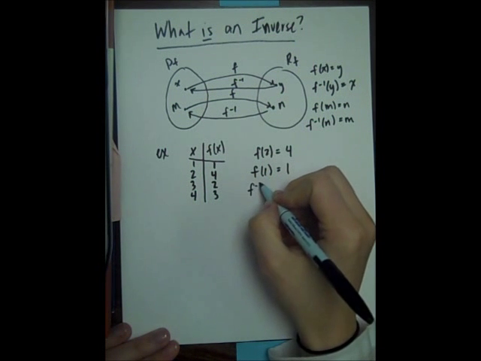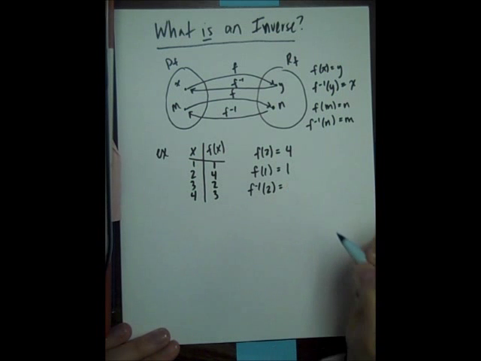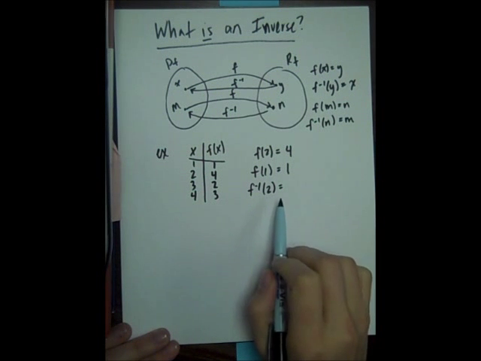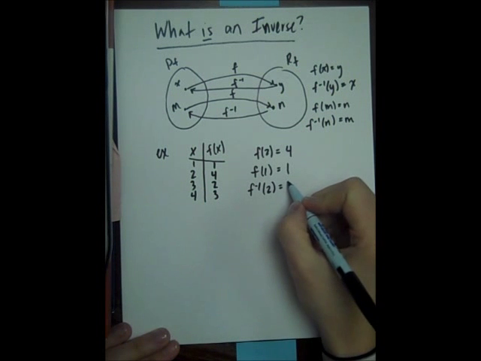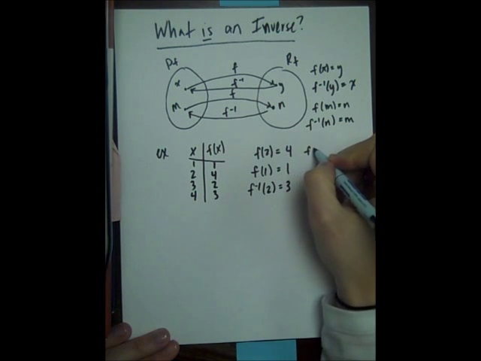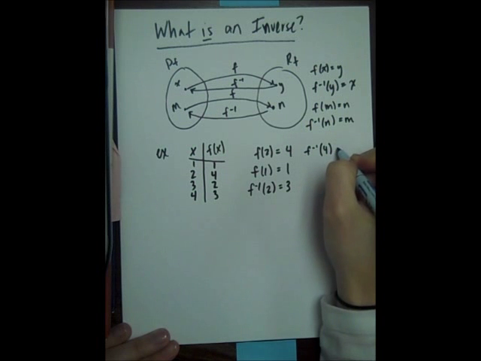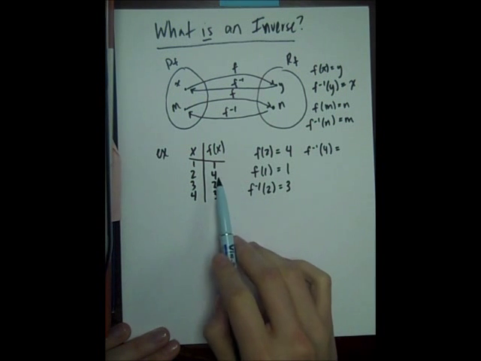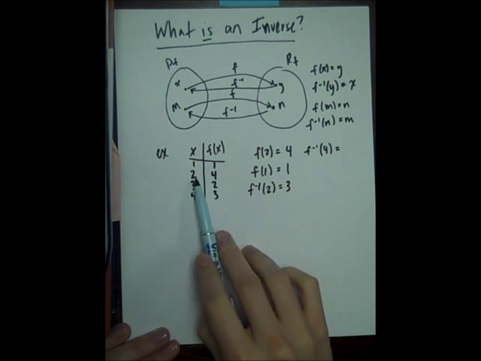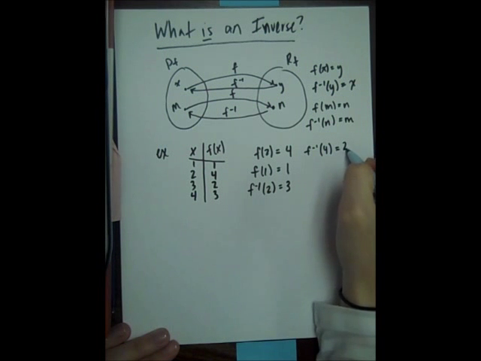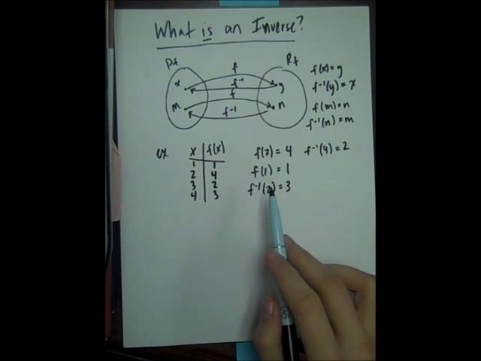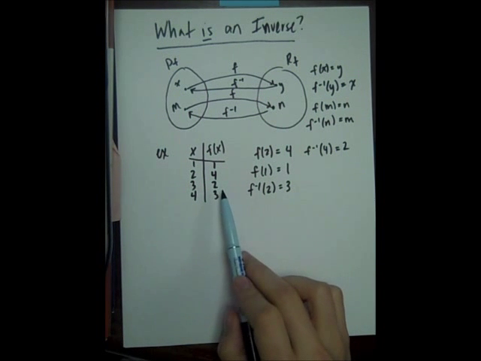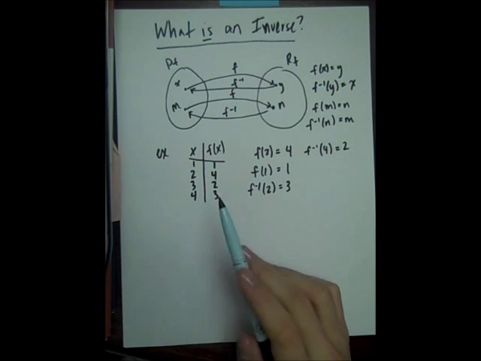What about f inverse of 2? This is asking, my output was 2, what was the original input? That would be 3. What about f inverse of 4? Now the output is 4, what was my original input? That would be 2. So for the inverse, you always look at the original output and ask what input was originally mapped to it.